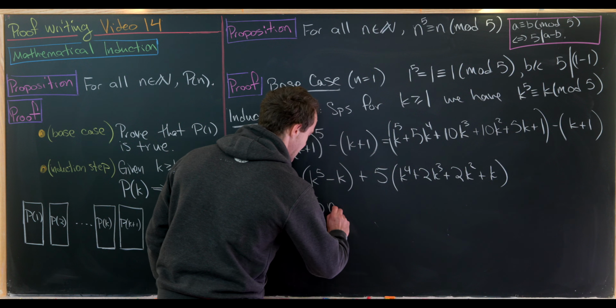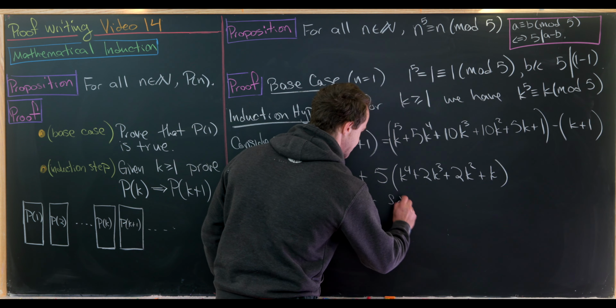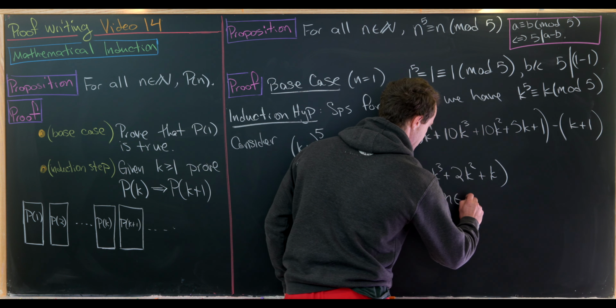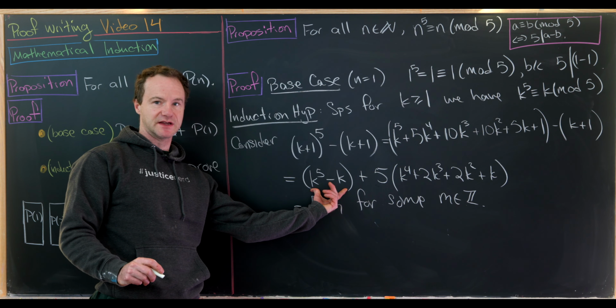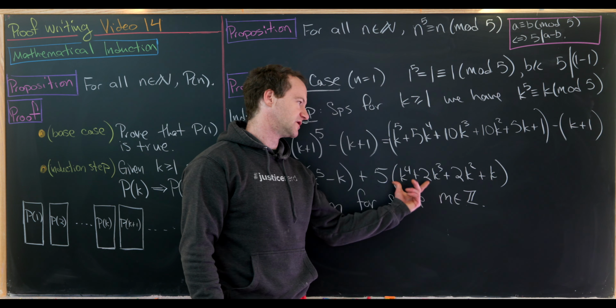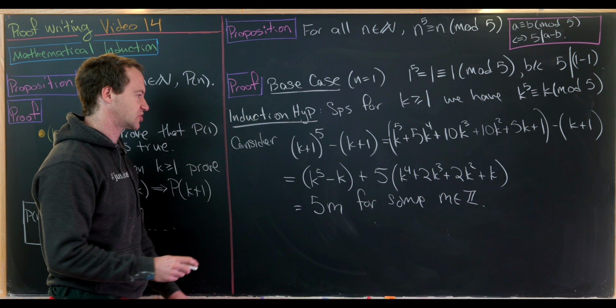So this is equal to 5m for some m, which is an integer. Again, because we've got a multiple of 5 here by the induction hypothesis, and we have a multiple of 5 here like by construction.